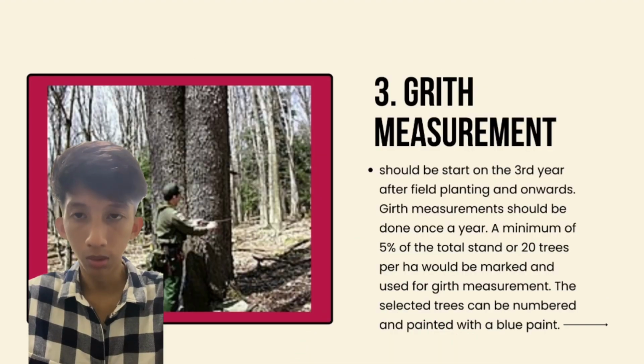Growth measurement in a rubber plantation is a common practice to determine the growth and development of rubber trees. The growth of a tree is typically measured at a specific height above the ground using a measuring tape or a specialized tree growth tape. Growth measurement should start in the third year after field planting and be done once a year. A minimum of 5% of the total stand, or 20 trees per row, would be marked and used for growth measurement. The selected trees can be numbered and painted with blue paint.